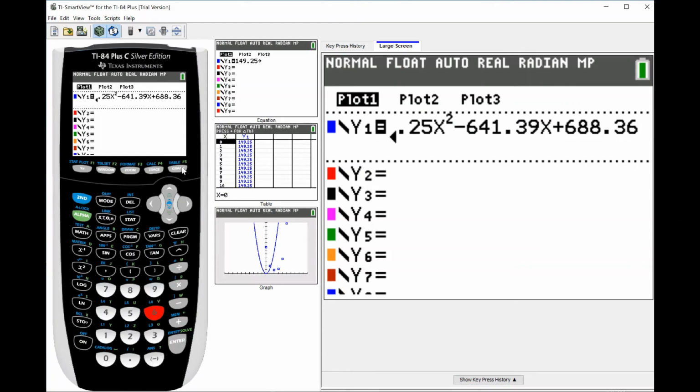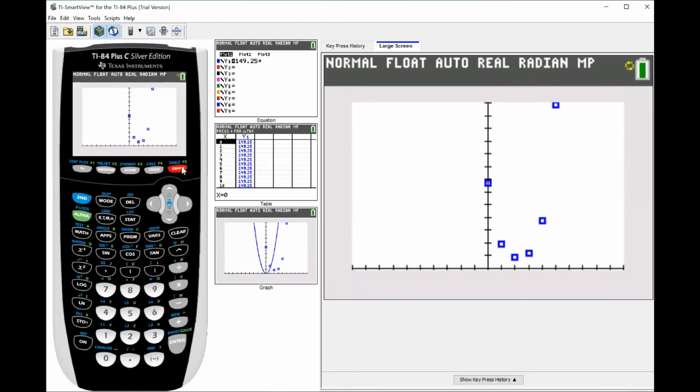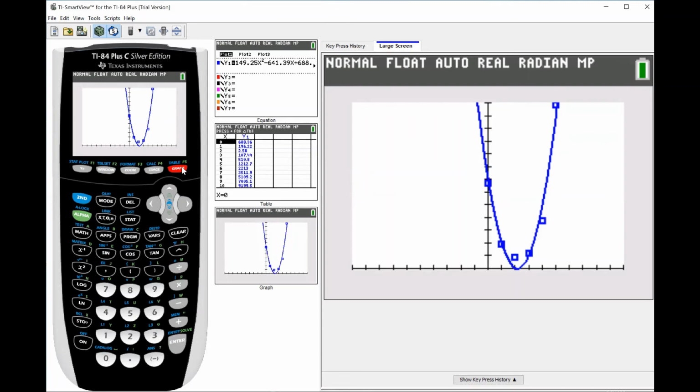Now that it's there, I'm going to graph it. And it should graph my quadratic regression. And there's the curve that best fits this data set. Part C says, use this regression equation to predict the number of measles cases in the US in the year 2025 if the trend continues. If the trend continues, right? If nothing is done about it.